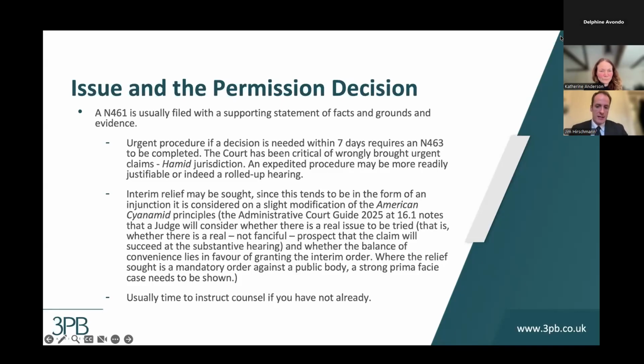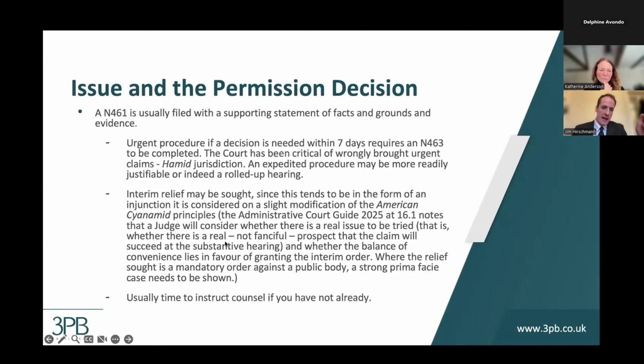A judge tends to consider, is there a real issue to be tried? That is, does it have a realistic prospect of success? And does the balance of convenience lie in favour of granting the interim order? If it's going to be very inconvenient or costly to a local authority, that is going to need more justification by a claimant in order to get that interim relief. Where mandatory relief is sought, you need to show a strong prima facie case. Sometimes they will just want you not to do something, so it might be injuncting you from, I don't know, changing an education, health and care plan until the court's dealt with the matter. Those are granted more readily than mandatory relief telling you to actively do something.